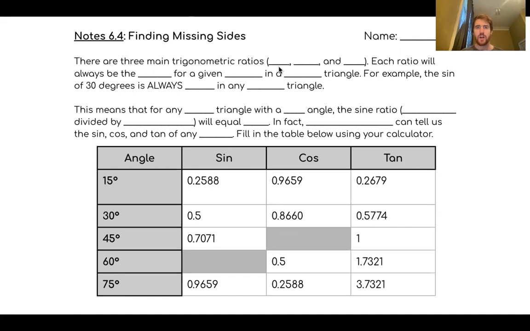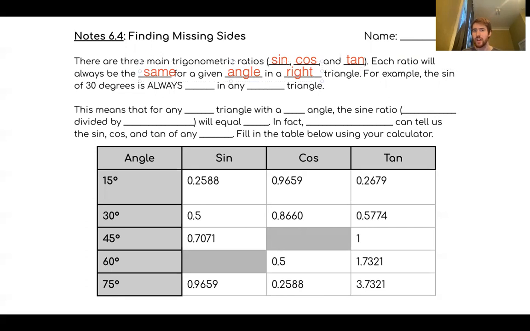So of course, last time we talked about the three main trigonometric ratios, and hopefully you have these already written down, but they are sine, cosine, and tangent. And one thing you may have noticed last time when you were examining different trigonometric ratios is that the trigonometric ratios are always going to be the same for a given angle in a right triangle. Really important that this only applies to right triangles.